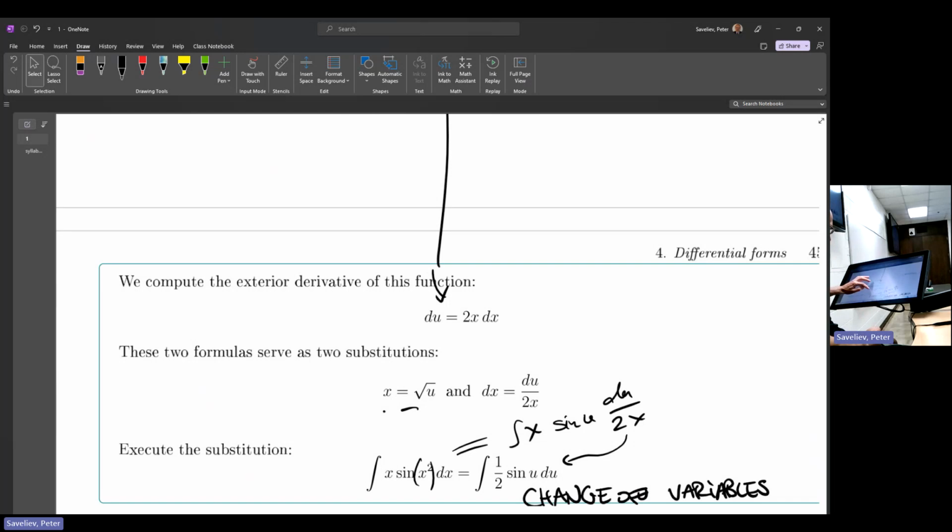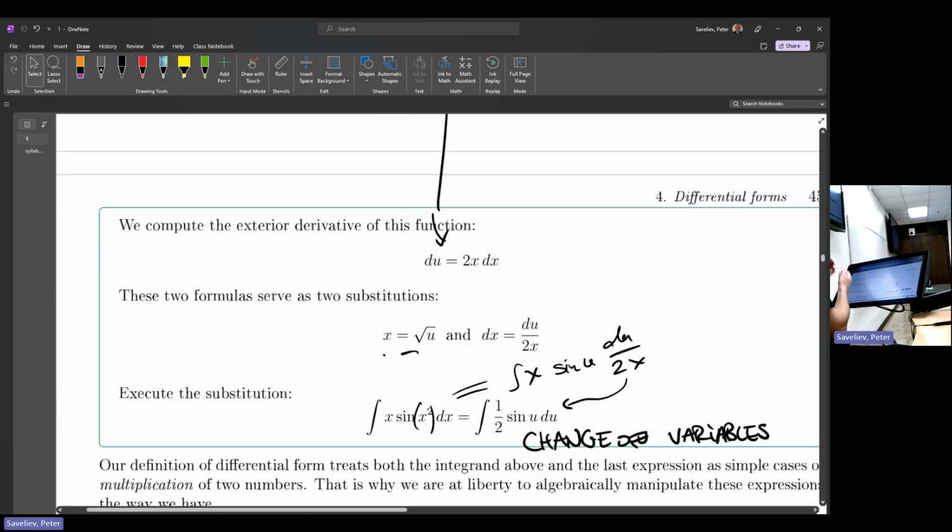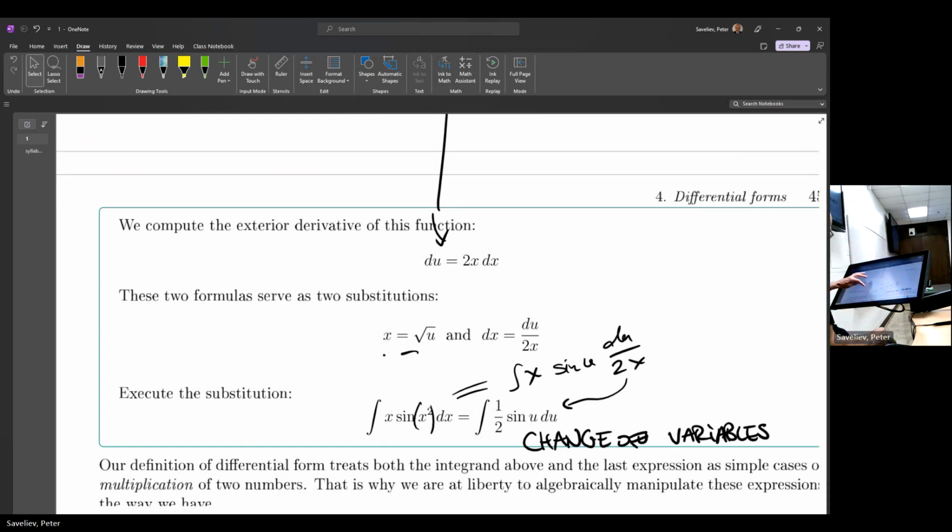So that's how to convert calculus from one unit to another, and there are a bunch of them. So that's how.